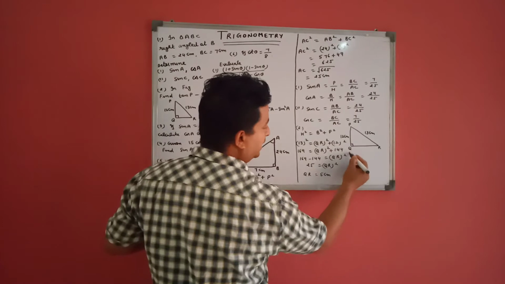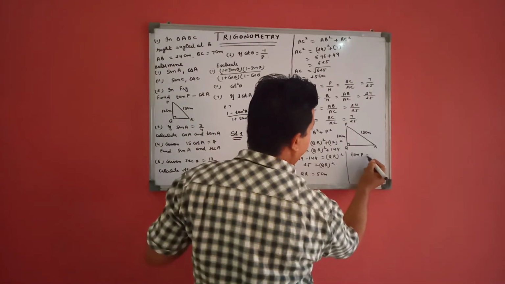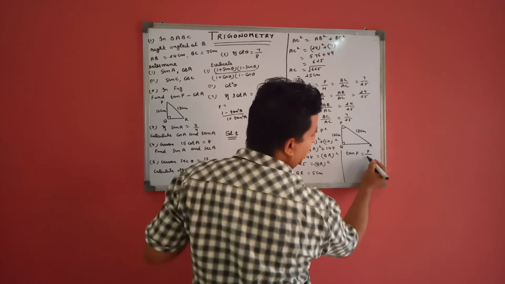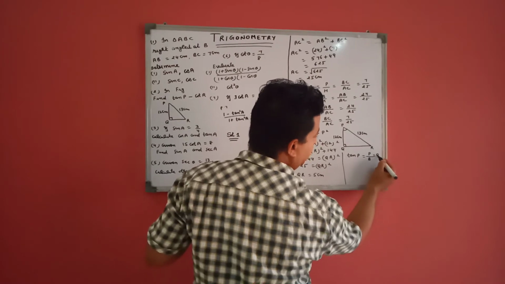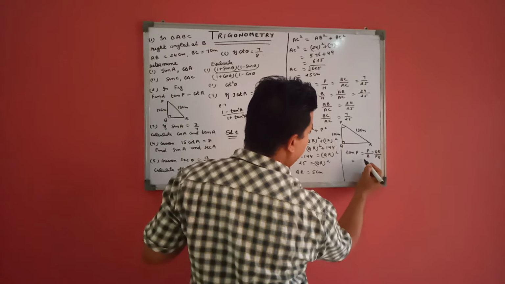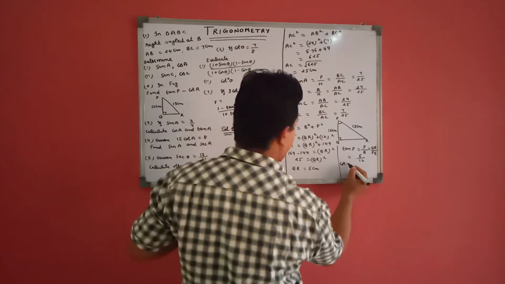We are required to find tan P minus cot R. Tan P: in this, QR is the perpendicular. As we know, tan is perpendicular over base, that is QR upon PQ, which becomes 5 upon 12. Cot R.